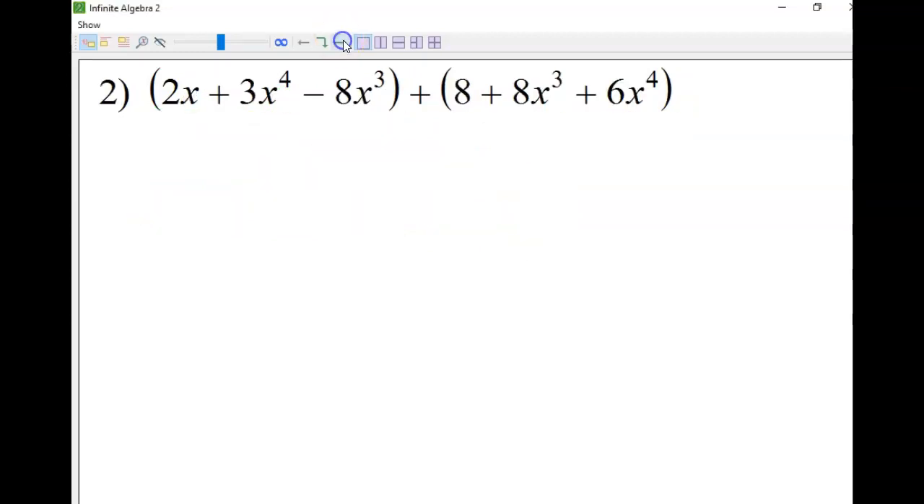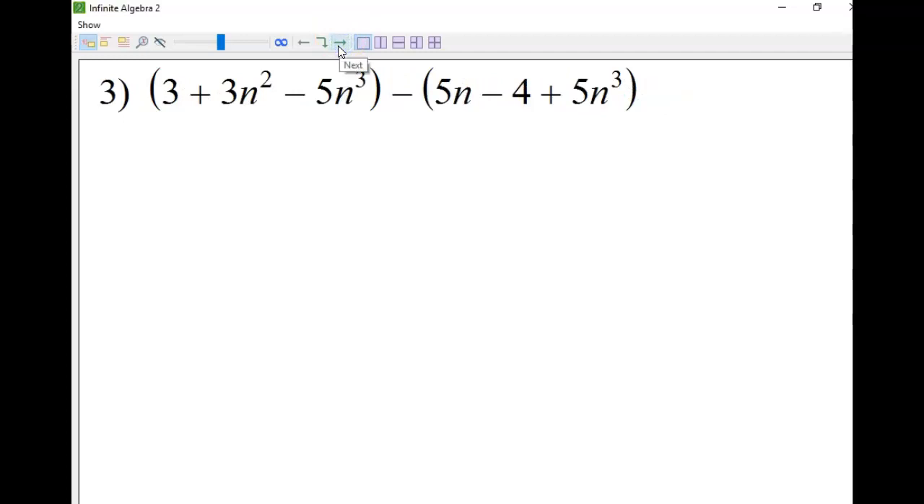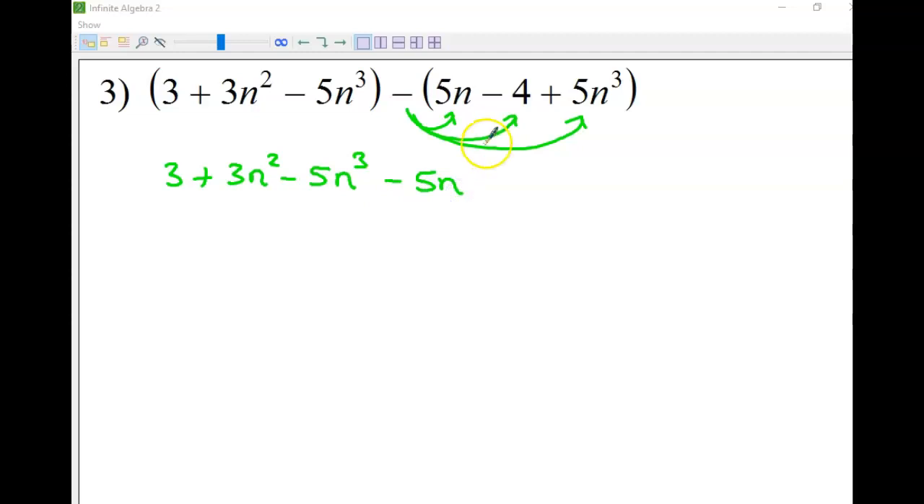The next example, I believe, is subtraction. So the next odd one I'm going to do. When you have a negative, you're going to distribute the negative first. That's the one thing that's different when you're subtracting these things: you distribute the negative first, okay? Other than that, it's the same as the last problem. So now this 5n becomes a negative 5n. The negative 4 becomes a positive 4. The 5n cubed becomes a minus 5n cubed, etc. That's it. So that's the only difference whenever you are subtracting.